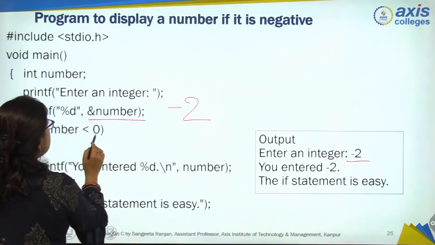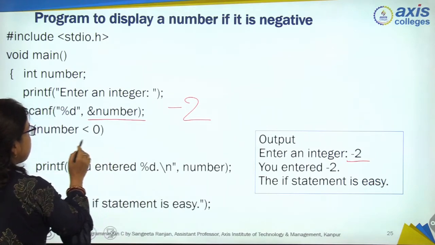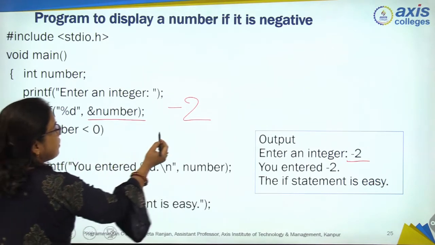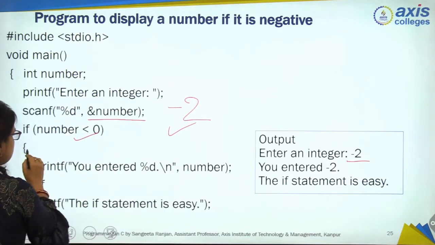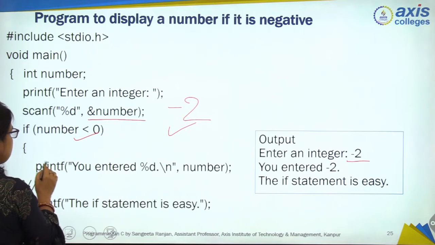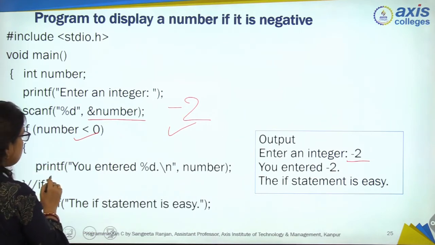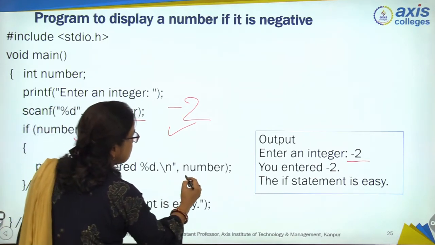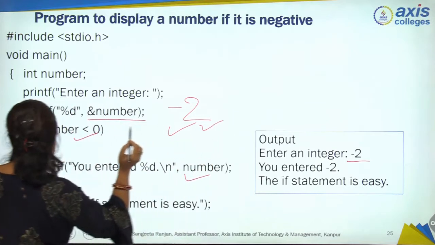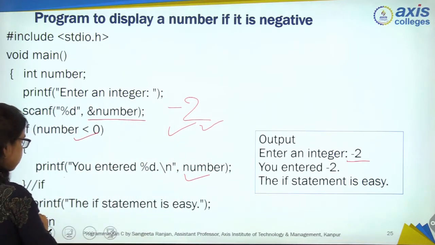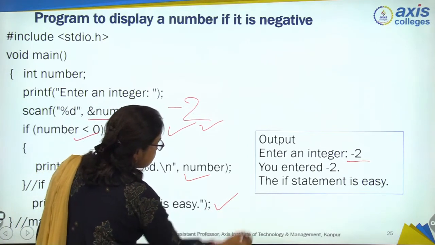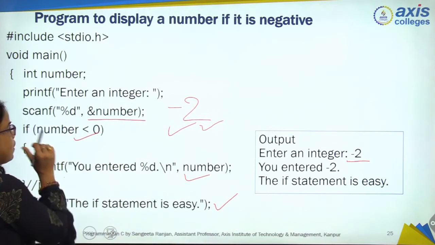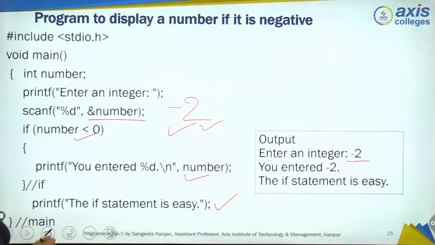If number is less than 0, that means number is negative. I have given the number negative. The condition is true, so the statement written within the curly bracket will be executed. Printf, you entered the number that is -2, will be printed. And the next statement, printf, the if statement is easy, is must be printed. In this way we can understand how if can work and execute.